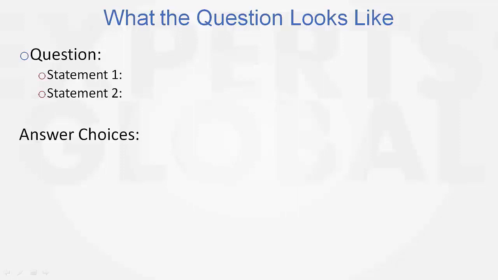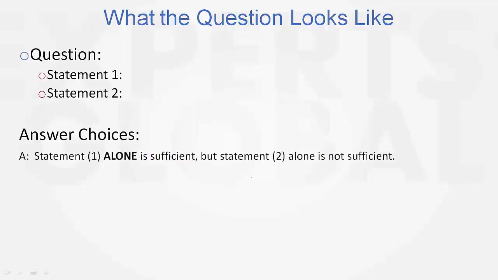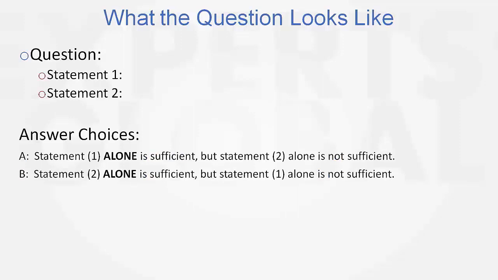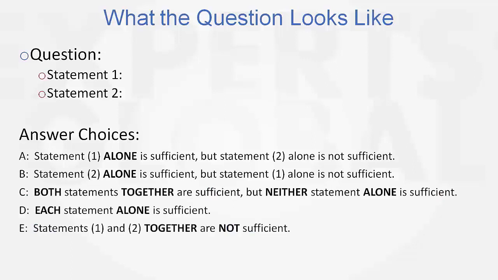A typical DS question on the GMAT would have two statements, and there are 5 answer choices. These choices remain the same on GMAT, and even the order of these choices remains the same. You must learn them by heart.